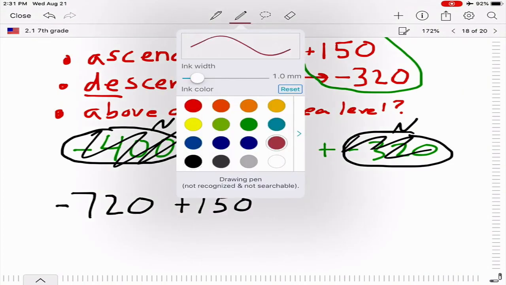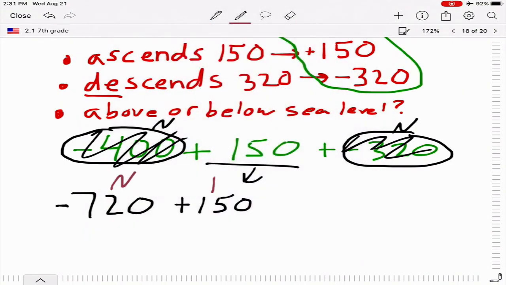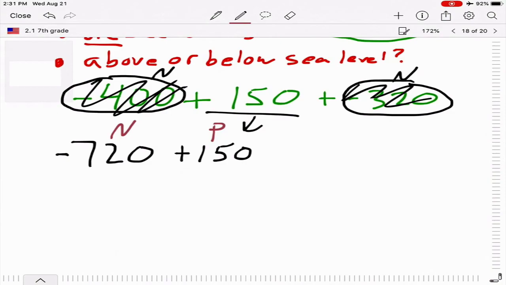Same thing as before. Negative, positive, right? And then I'll just ask myself again, are signs the same or different? If signs are the same, I would add. If signs are different, I would subtract. In this case, signs are now different, so I'm going to subtract. Always put the one with the bigger absolute value on top. So I'm writing 720, but I'm only writing its absolute value, so I'm writing without the negative symbol. And it's 720 minus 150.